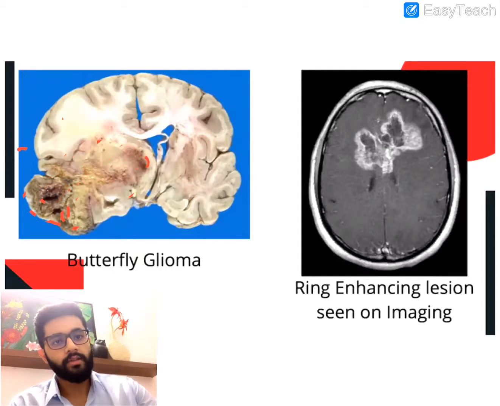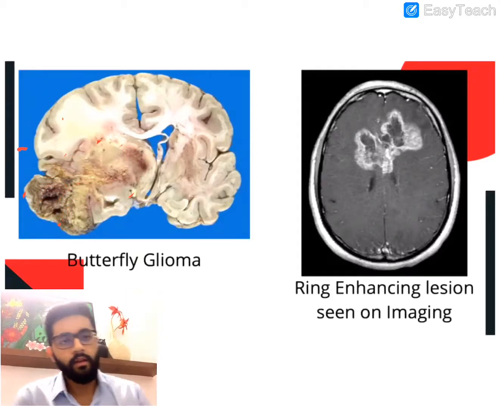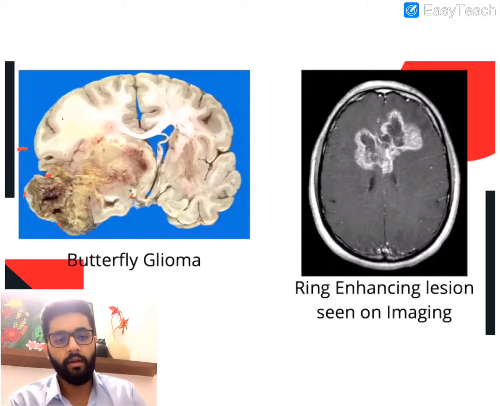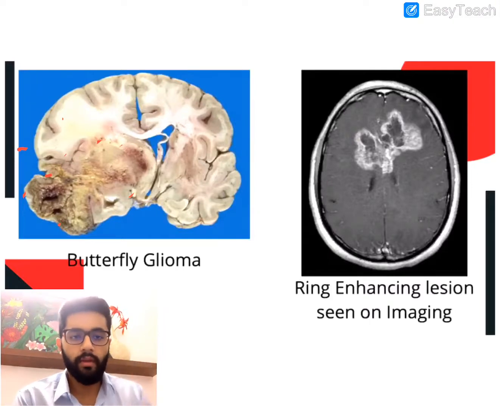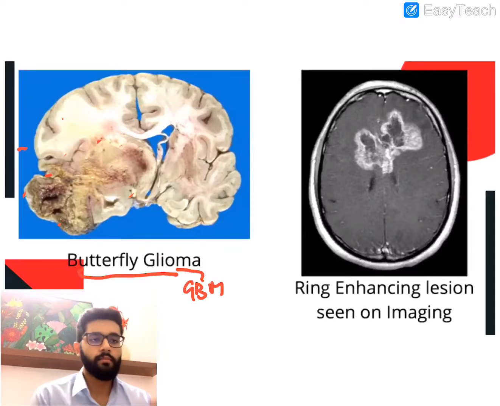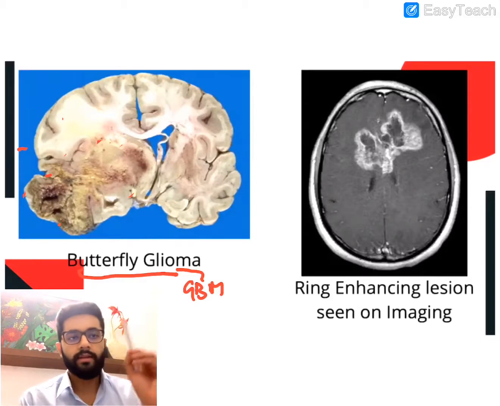I'll just clear this up for you so you can see it again. This is a very high yield image. Crossing the midline, sometimes pushing the midline, and lots of areas of hemorrhage and necrosis. So highly necrotic, dangerous tumor. Remember the term butterfly glioma for GBM. B for G, butterfly and GBM, butterfly glioma. So that is the gross appearance.